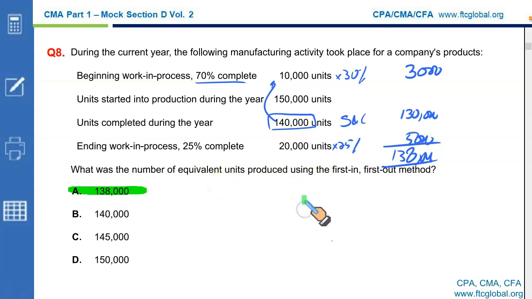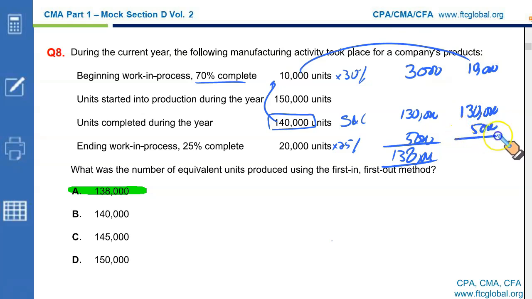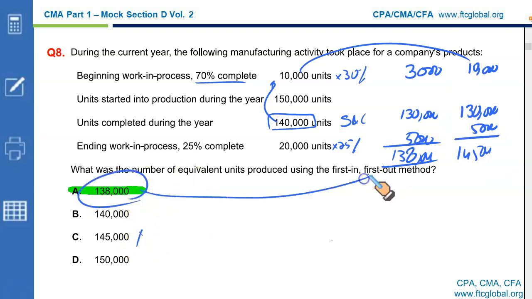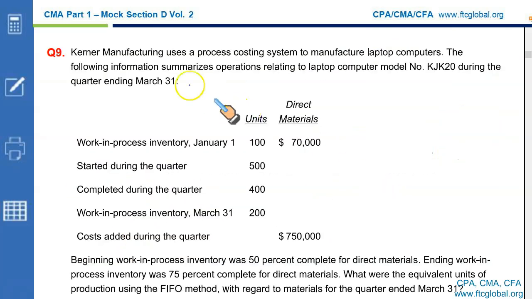Now let's say you are required to calculate the EUPs under the weighted average method. You will take the full 10,000 under weighted average, and the rest of the numbers are the same as we discussed earlier. So then it's going to be 135, 10, 145. But that's not the answer. Under FIFO, 138 is.